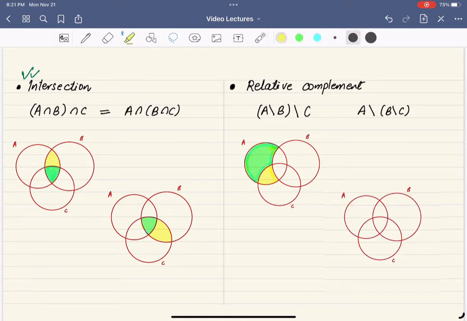Now for the right hand side, perform B minus C first, which is given by this yellow area, then subtract this yellow area from A. What you're left with is this particular green area, and it is easy to see that these two areas are not equal, which means that relative complement is not associative.